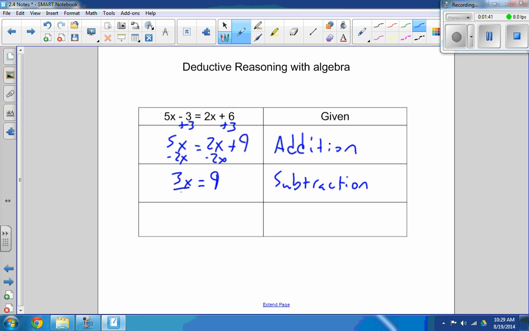And then I can divide by 3 on each side and get x equals 3. The reason I can do that is the division property. So I'm following through each step through a logical process. Why can I do that? I can add 3 to both sides. Why? Because of the addition property. I can subtract 2x from both sides. Why? The subtraction property. I can divide both sides by 3. Why? The division property. That's the logic that we're following.